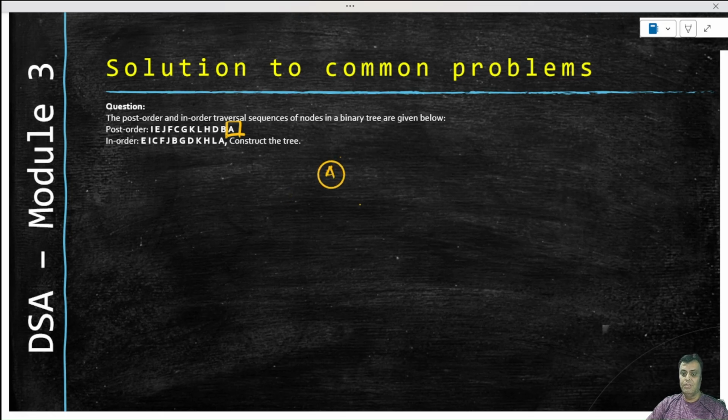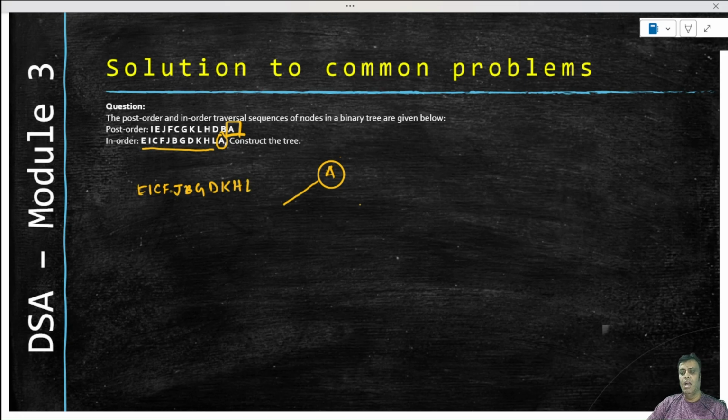Next, we will say that in order, please give me the left and right subtree. In order says that I know you have given me A, and I can only tell you that your left subtree is going to be all of this. You don't have any right subtree. So it says that you have a left subtree. I don't know what is the exact node to start with, but you will have all of this, which is E, I, C, F, J, B, G, D, K, H, L.